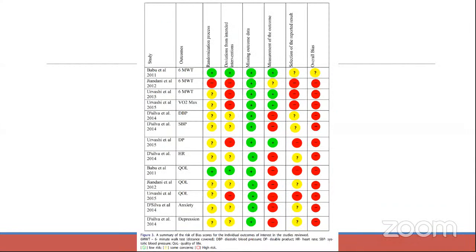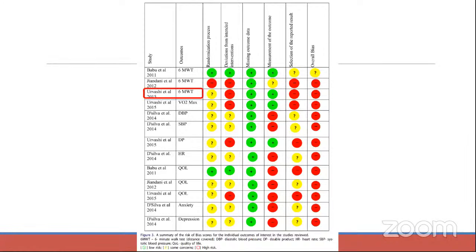And here's an example of a risk of bias table. We can also present it as a figure. The green circles with plus refers to low risk of bias. Yellow circles with question mark refers to some concerns. And red circles with minus refers to high risk.